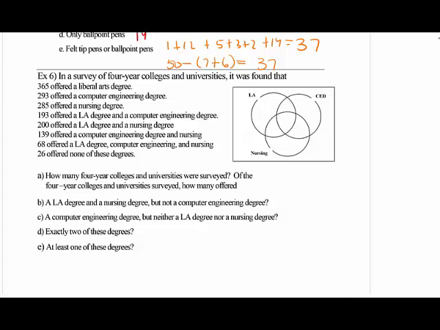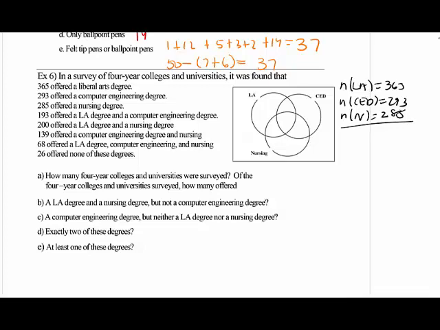So we have a survey, found that we have liberal arts degrees, we have nursing degrees, and notice here it didn't give us a total amount. So we're going to have to, again, figure out what they did give me. So liberal arts was 365. Computer engineering degree is 293. Nursing degree is the 285. So those are like looking at just those circles by themselves.